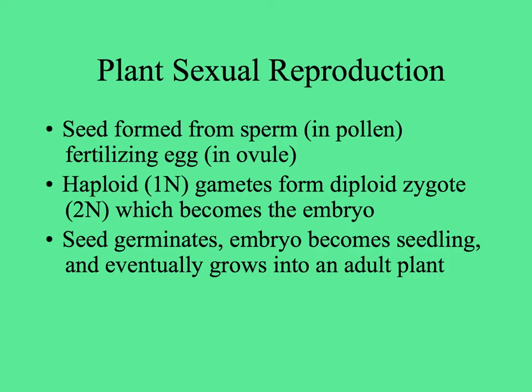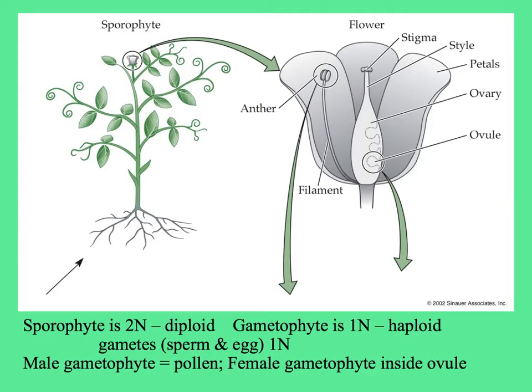So these haploid gametes with one set of chromosomes form a diploid zygote, two sets of chromosomes, with one set of chromosomes from the female parent that provides the ovule, one set from the male, from the pollen parent, and that zygote becomes the embryo plant. When the seed germinates, that embryonic plant becomes a seedling and eventually grows into an adult plant. So let's see what I mean by all these things looking at this diagram.